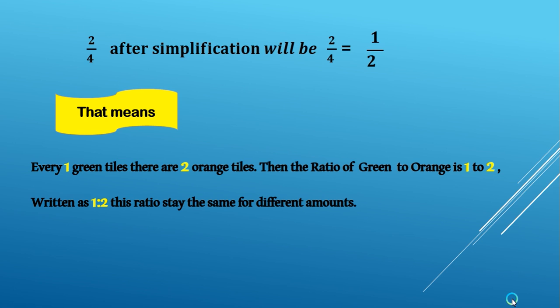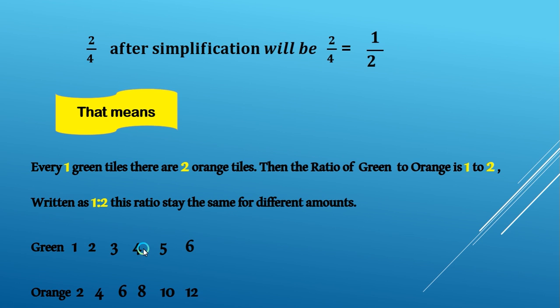That means for every one green tile there are 2 orange tiles, because you have here 1 over 2. Then the ratio of the green to orange is 1 to 2, written as 1:2. This ratio stays the same for different amounts.